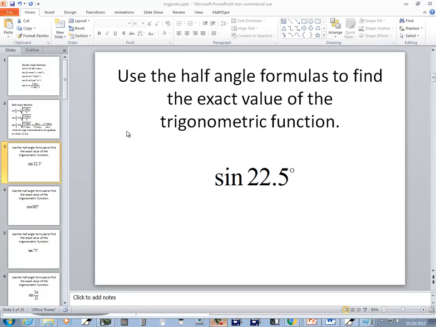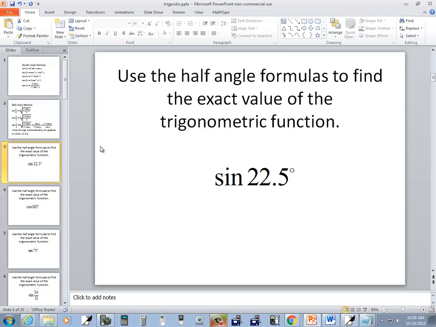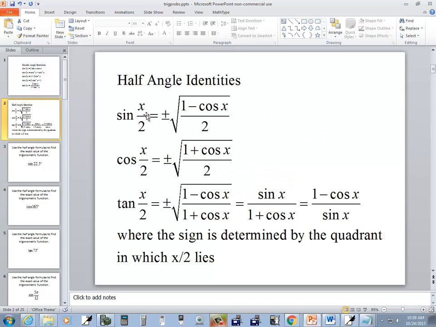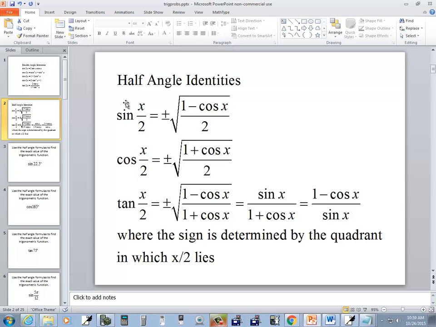Let's take a look at this problem. We want to use half-angle formulas to find the exact value of the trig function. So we've got sine of 22.5 degrees. Okay, let's take a look at our half-angle formulas. Obviously, we're going to use sine.